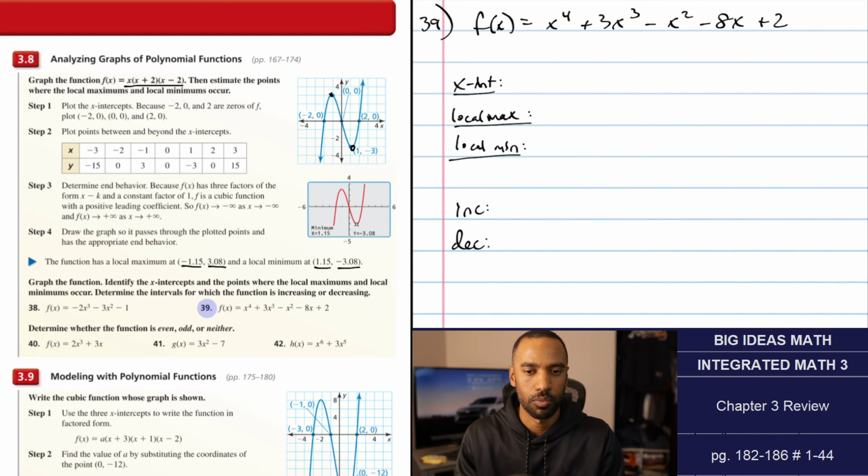Where's my window feature? There it is. Okay, and my graph. We've got x to the fourth plus 3x cubed minus x squared minus 8x plus 2. Okay, let's look at this graph. And this one, ooh, it does some stuff above. You can kind of tell right there. It's not just this part.